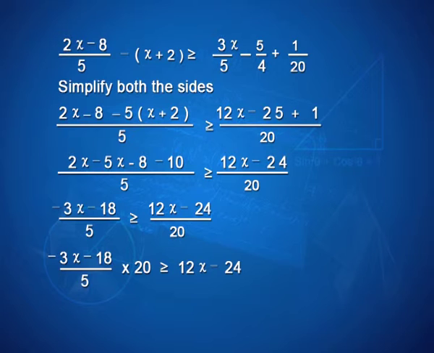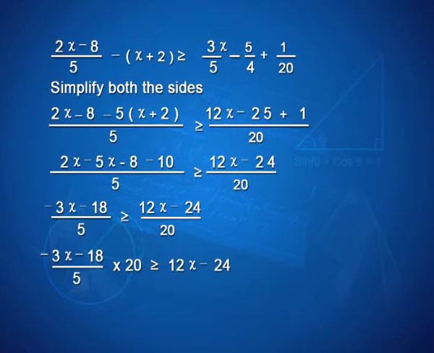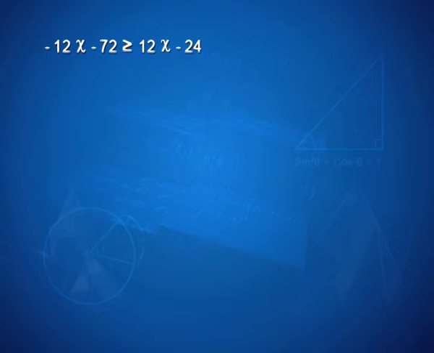Note here that 20 could have been transposed on the left hand side as a multiplication because 20 is a positive number. Had this been a negative number, the transposition would have changed the inequality. Continuing with the question, minus 3x minus 18 multiplied by 4 is greater than or equal to 12x minus 24. Therefore, giving us minus 12x minus 72 is greater than or equal to 12x minus 24.